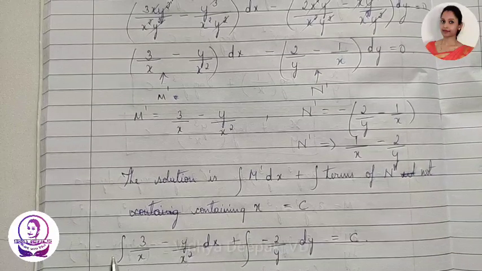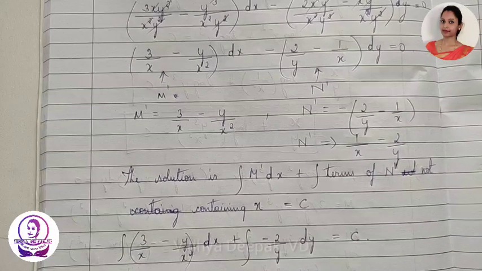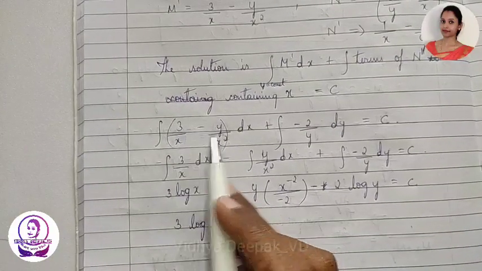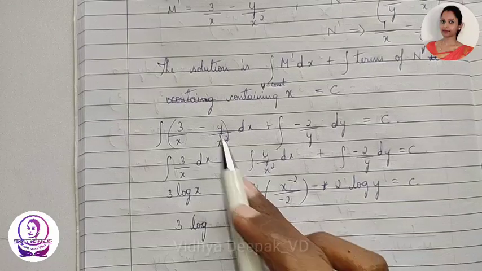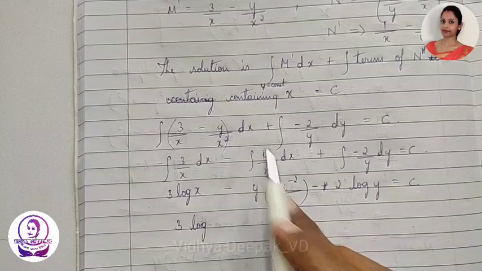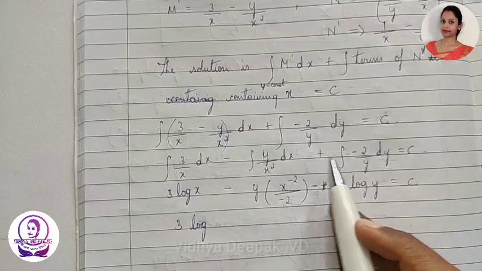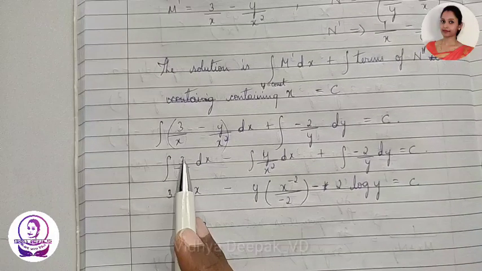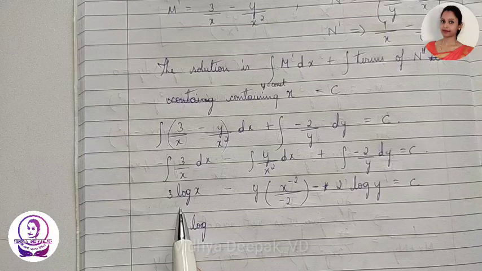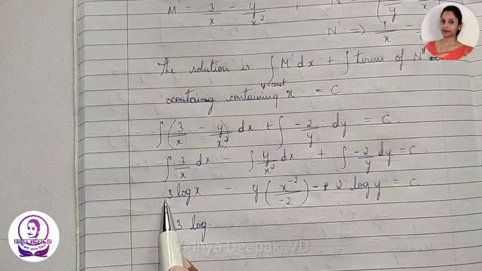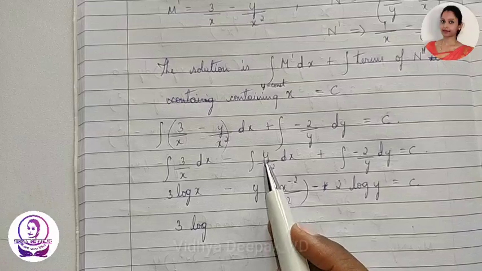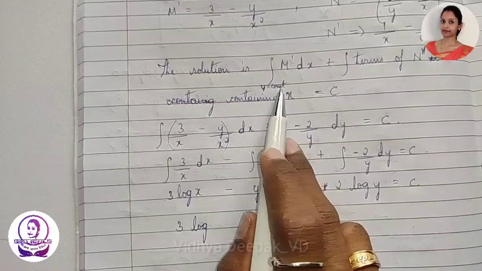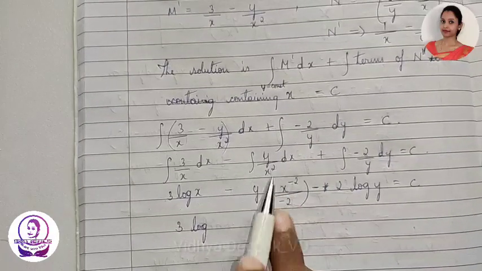So here taking the integral for both the terms, splitting the integrals, we have integral 3/x dx minus integral y/x² dx, plus integral 2/y dy is equal to c. So what is integration of 1/x? It is nothing but log x. 3 is a constant, we kept it as it is. Minus y is a constant here. Remember, y is always a constant here, so we are taking the y constant outside.